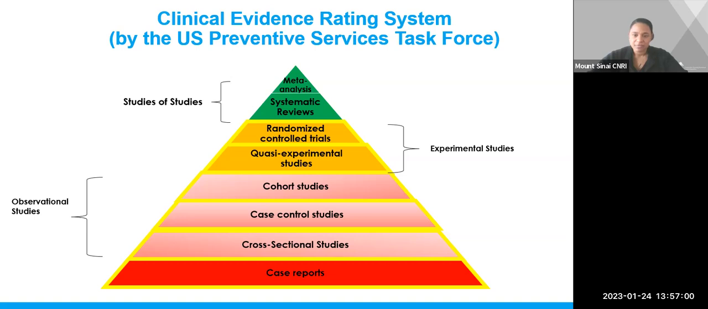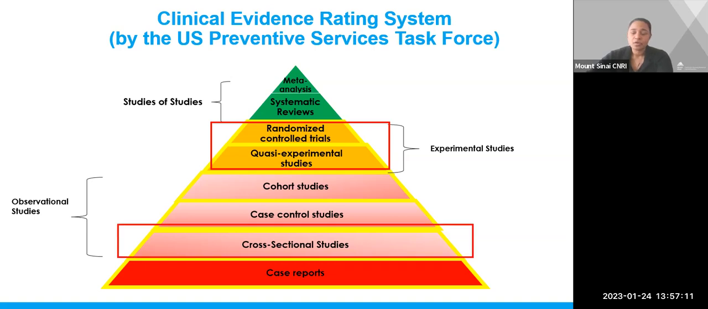This presentation will provide an overview of three primary research study designs: randomized controlled trials, or RCTs, quasi-experimental studies, and cross-sectional observational studies, as these three types of studies are commonly used in nursing research and EBP.